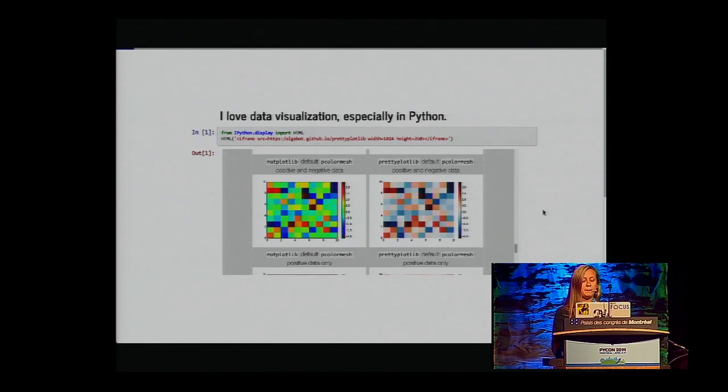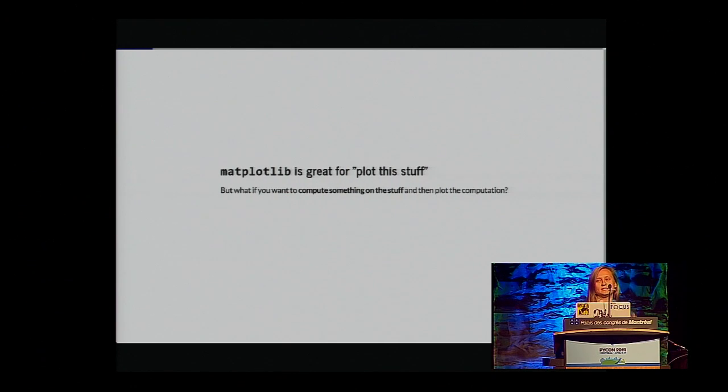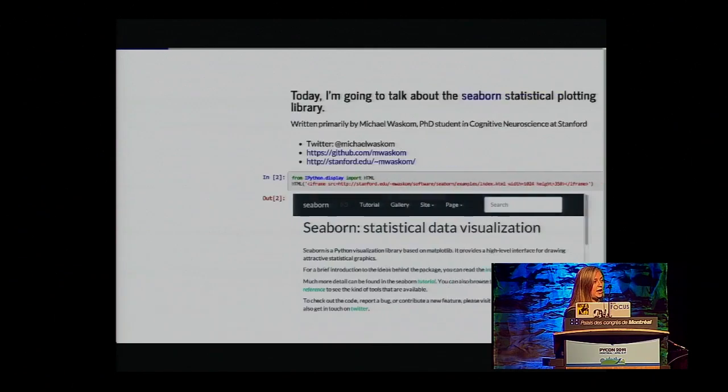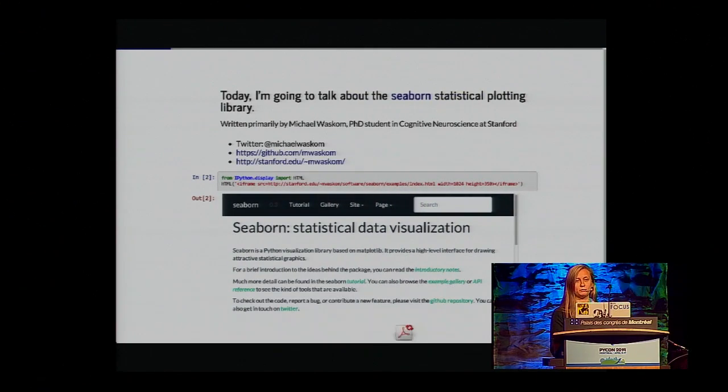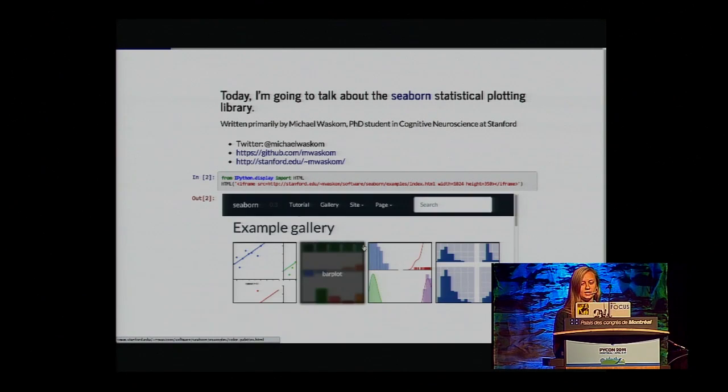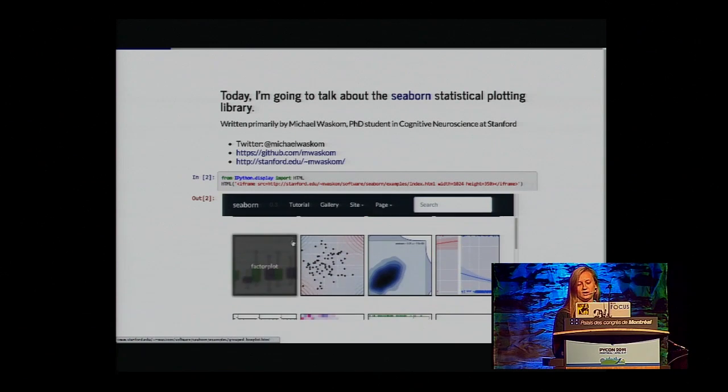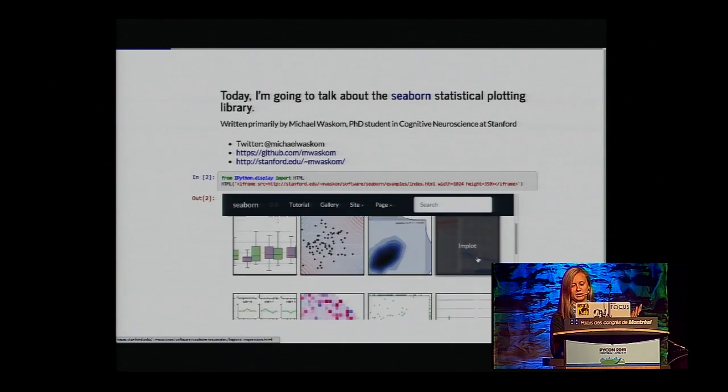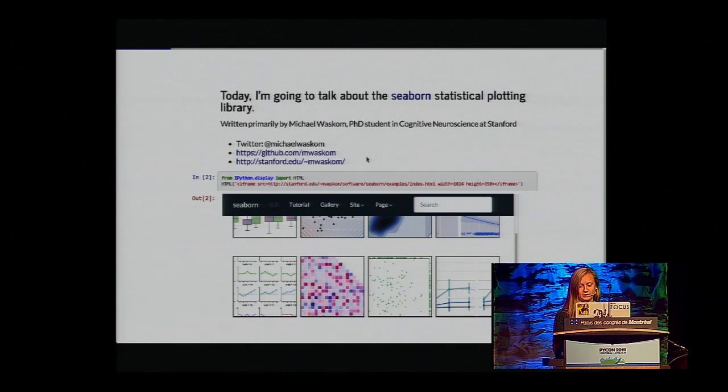But Matplotlib is great if you have some data and you just want to plot the data. But what if you want to compute some stuff on the data and then plot that computation? That's where the Seaborn plotting library comes in. And this has been an awesome library. It's written primarily by Michael Waskom at Stanford. And you can check out the gallery. It has a lot of awesome examples. I'm going to talk about a couple of them.